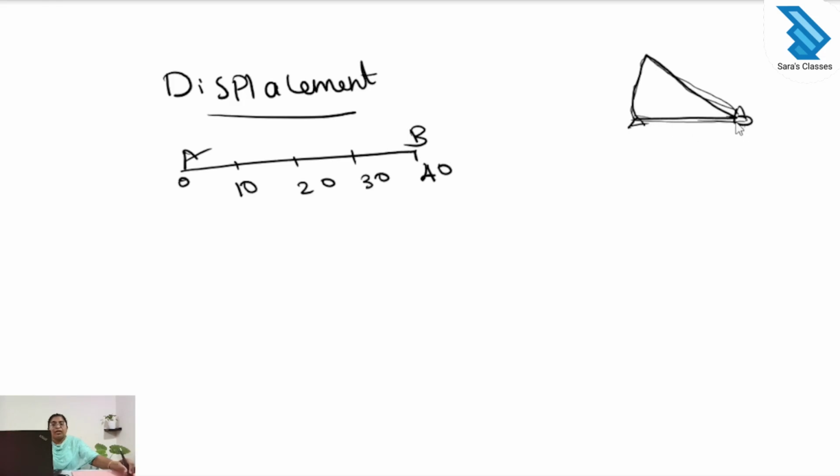So here this is the displacement. Displacement is what? The shortest distance between the initial and final position is known as displacement. In this case also we have to find the displacement, and the object is moving from A to B. So the equation to find the displacement is the final position minus the initial position.